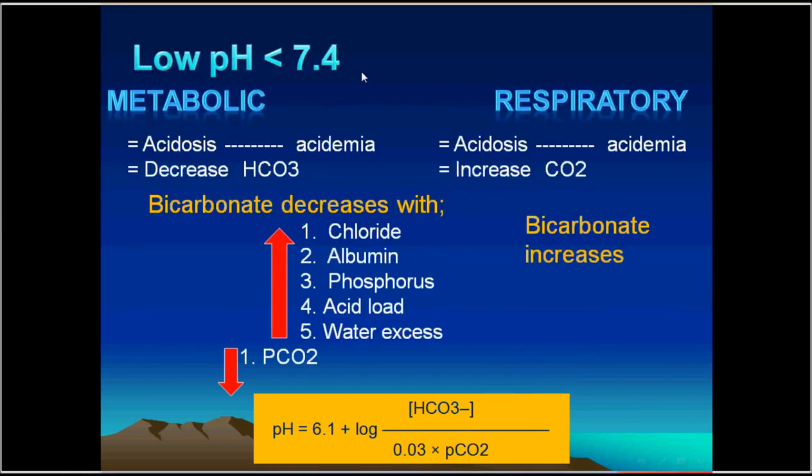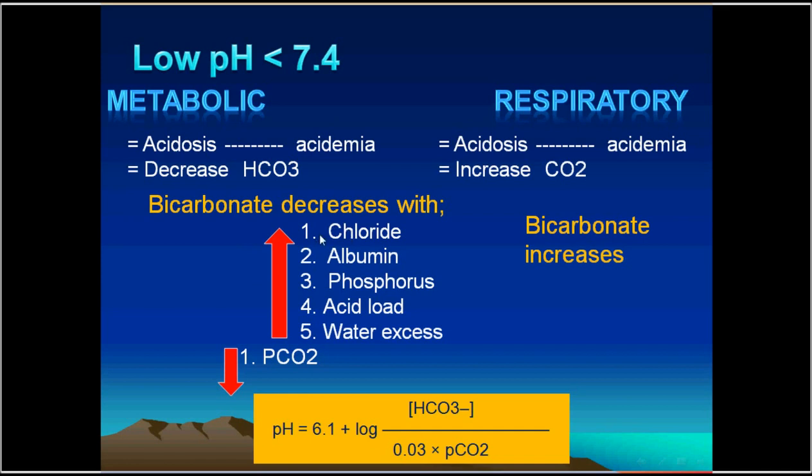Look at this. This is a low pH. This is acidemia, which may be due to metabolic problems or respiratory problems. Metabolic acidemia means that there is a decrease in the bicarbonate. As I've mentioned, a decrease in the bicarbonate will be associated with a decrease in the carbon dioxide, or washout of carbon dioxide. So the decrease in the bicarbonate may be due to an increase in the chloride.